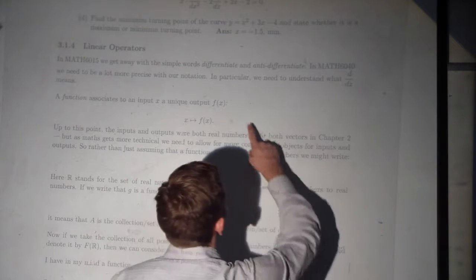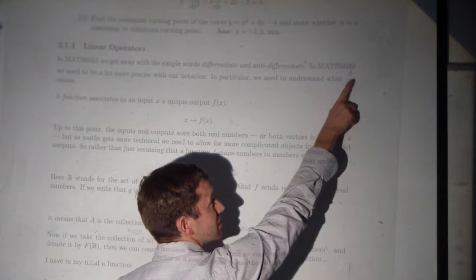So in MATH6040, you get away with kind of saying differentiate, anti-differentiate. But in this module, there's going to be lots of different types of such differentiation, so we need to be a lot more precise. For example, rather than just saying differentiate, we're going to have to say, for example, I want to differentiate with respect to x.